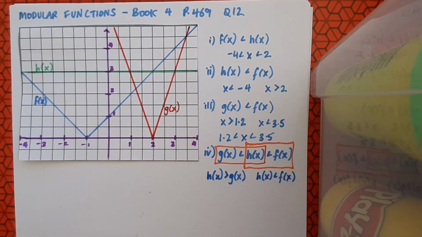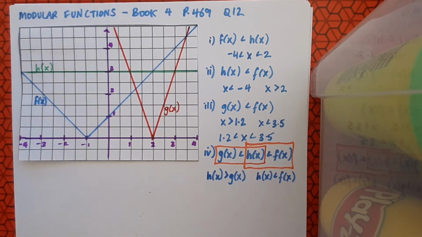And h of x has to be less than f of x, which is just straightforwardly the second part of the inequality written out. So what does this actually mean? Well, h of x, which is the green function, has to be above g of x, so it has to be above the red function, and it has to be below the blue function. So it's between the red and the blue.